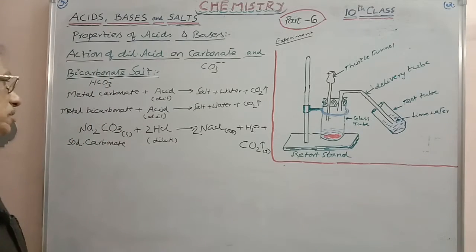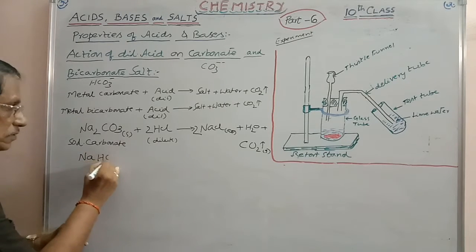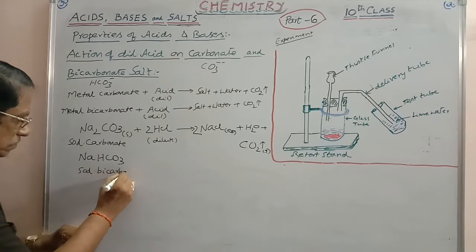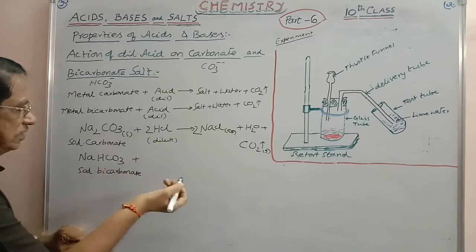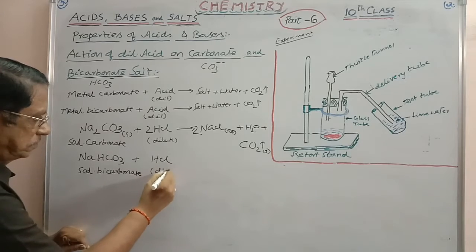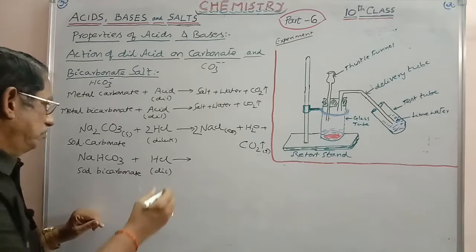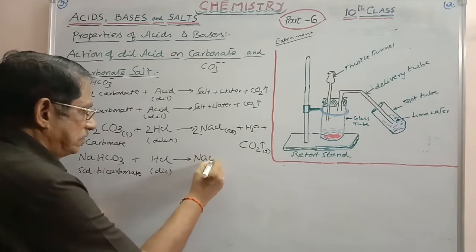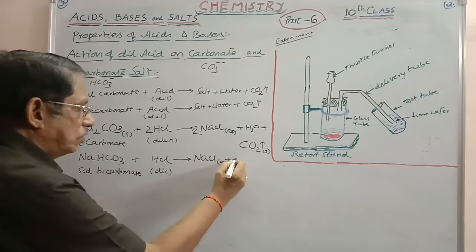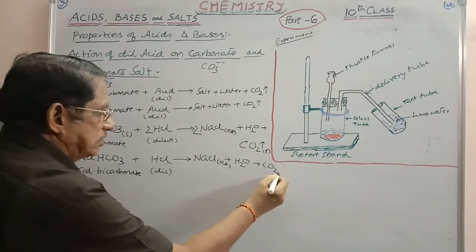Even you can take sodium bicarbonate, for example, NaHCO3, sodium bicarbonate, once again adding dilute hydrochloric acid. Reaction starts. Carbon dioxide is obtained with effervescence. So we get here salt NaCl that remains in solution plus H2O, that is the liquid. CO2 is coming out as gas.